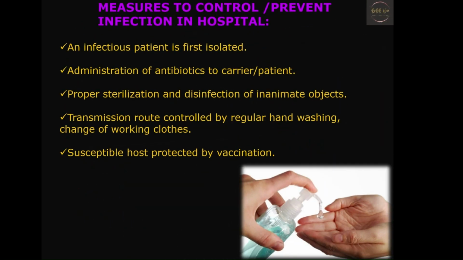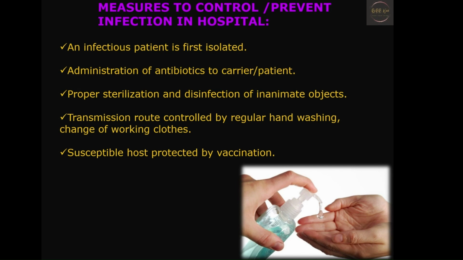Now coming to the measures to control and prevent infection in the hospital, an infectious patient is first isolated. Then, antibiotics are administered to the patient, and proper sterilization and disinfection of inanimate objects is done. The transmission route is controlled by regular hand washing and change of working clothes. And finally, the susceptible host is protected by vaccination.